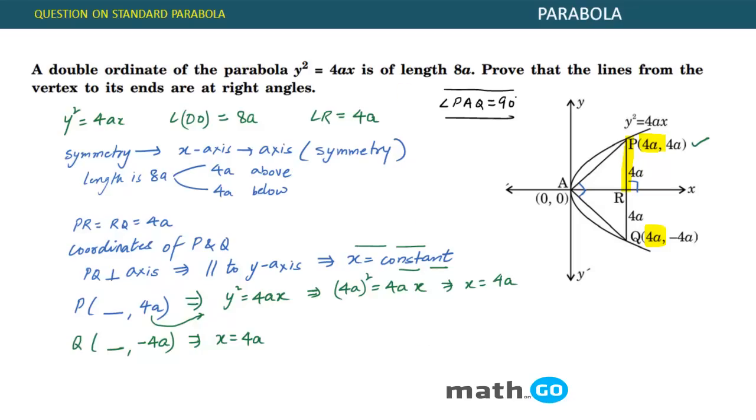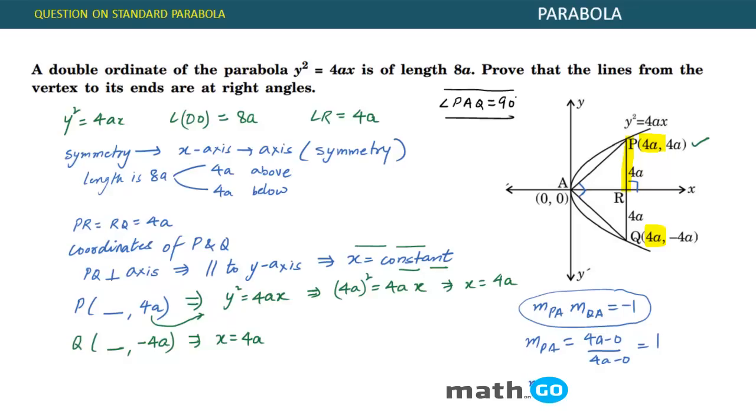So now you have P and you have Q. Now the question is over. Why? Because you were asked to find whether this is 90 degrees. So if I prove slope of PA into slope of QA is equal to -1, I'll prove my question. Can you see this? This is the condition for two perpendicular lines. So what is the slope of PA? Tell me. So this will be 4a minus 0 by 4a minus 0, which is nothing but 1.